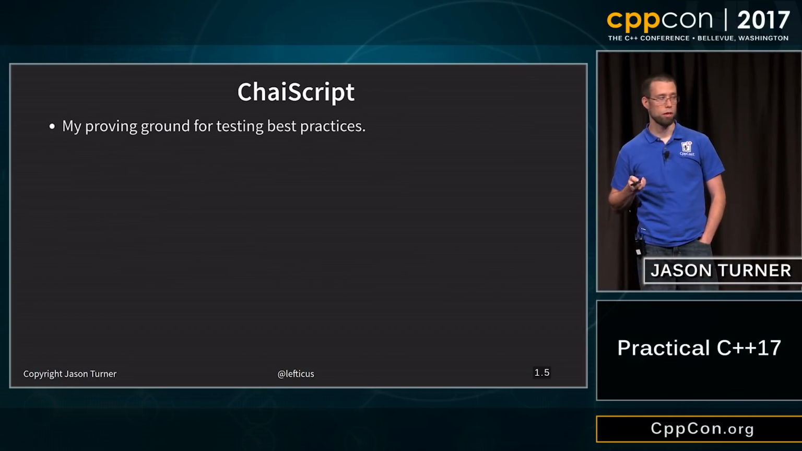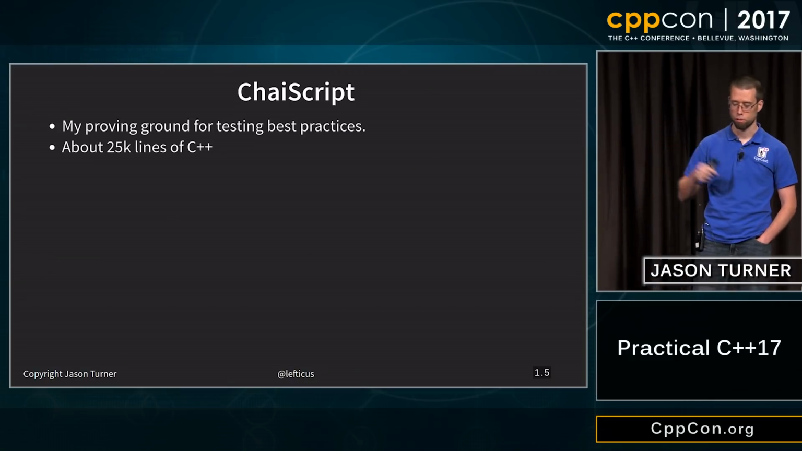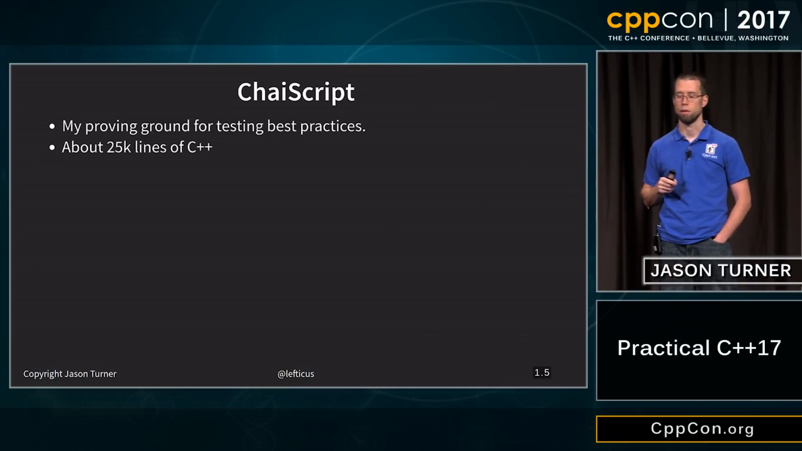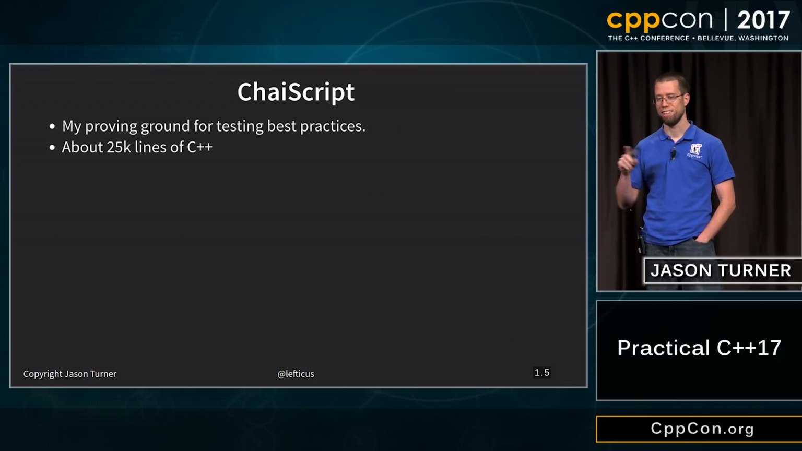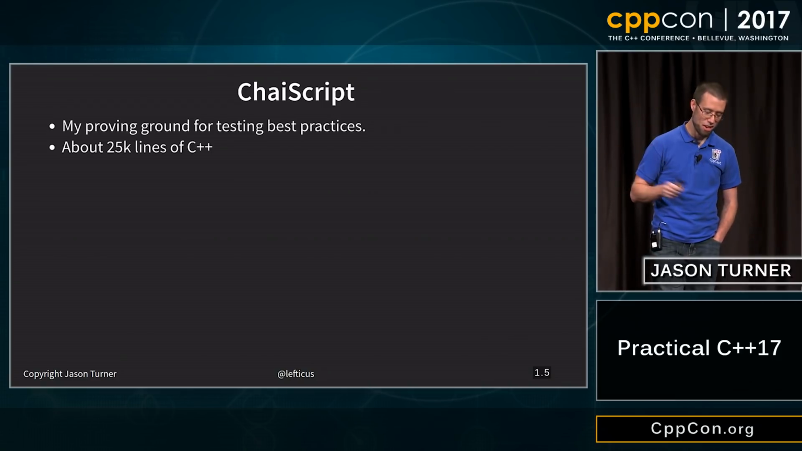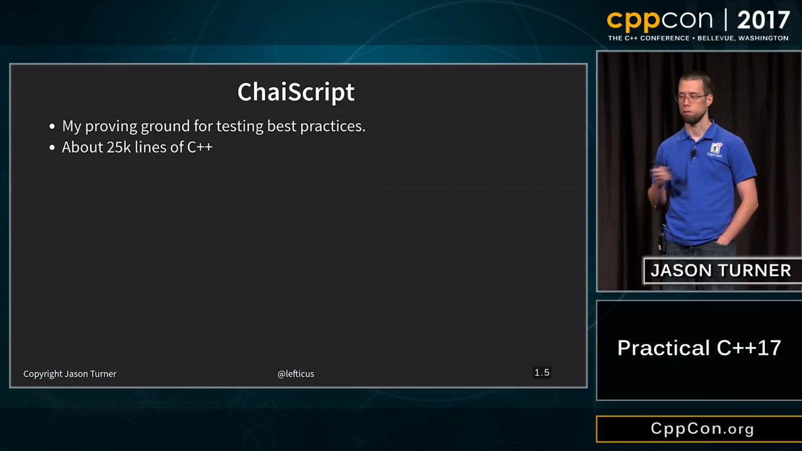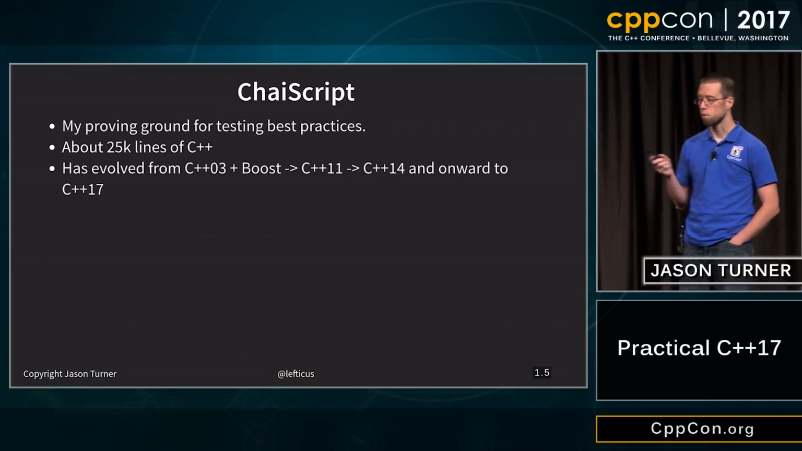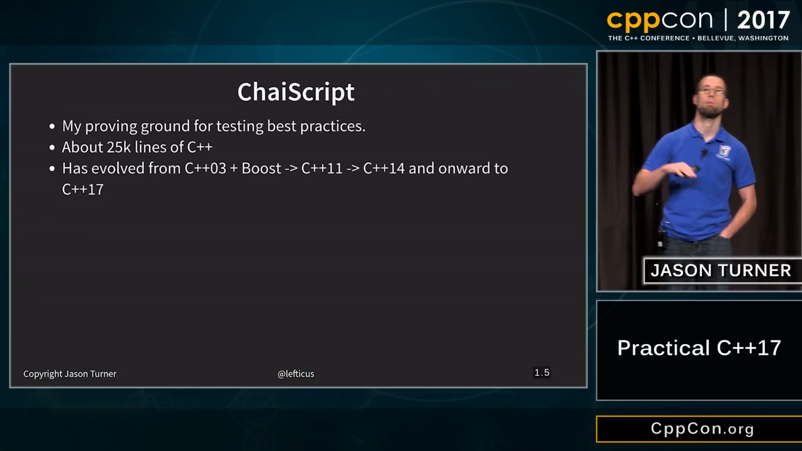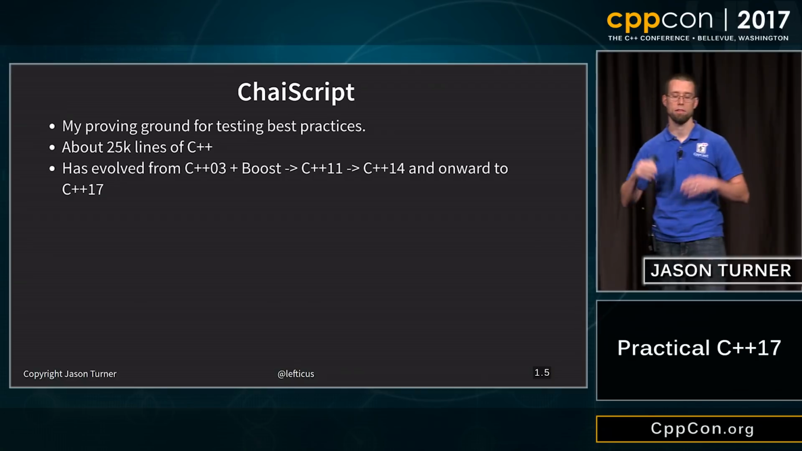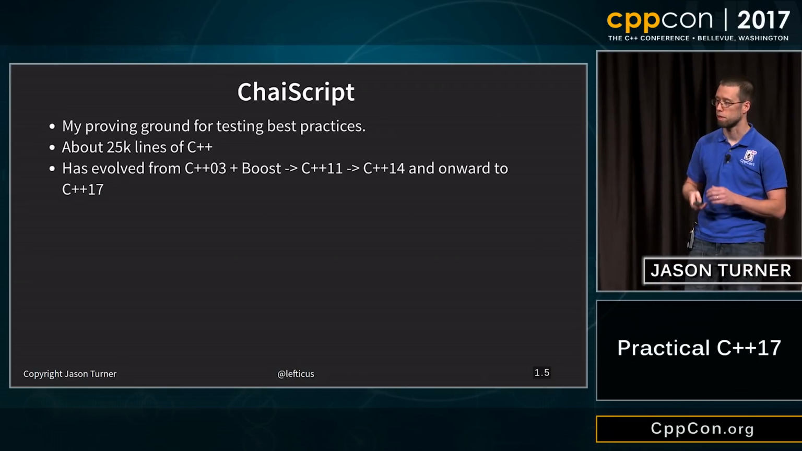So again, this is my proving ground for these talks. I've actually got 3 talks. This is the first one, or the third one, depending on which order you look at it. Anyhow, that is about proving different concepts of C++ using ChaiScript as my base. It's about 25,000 lines of code, and I want to point that out. It is not a trivially sized project, but it is also not a gigantic project. I believe it is big enough to prove what I want to prove about various techniques in C++.